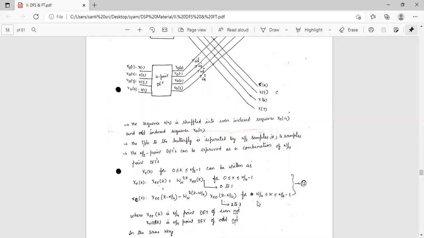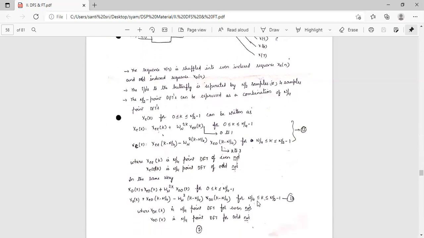So here the K value is n by 4 minus 2, that is 2 to 3. So XE of K is the n by 4 point DFT of even numbers. XEO of K is the n by 4 point DFT of odd numbers.